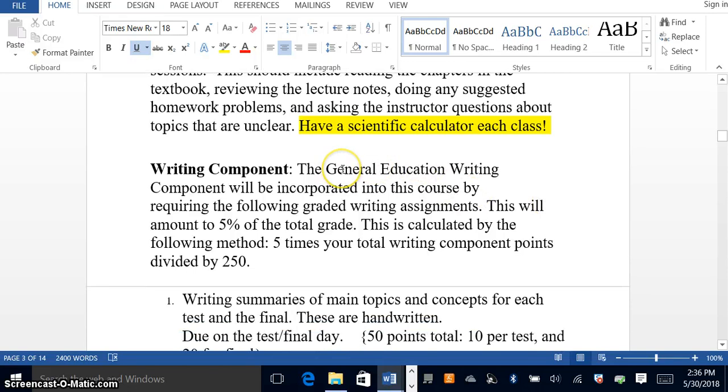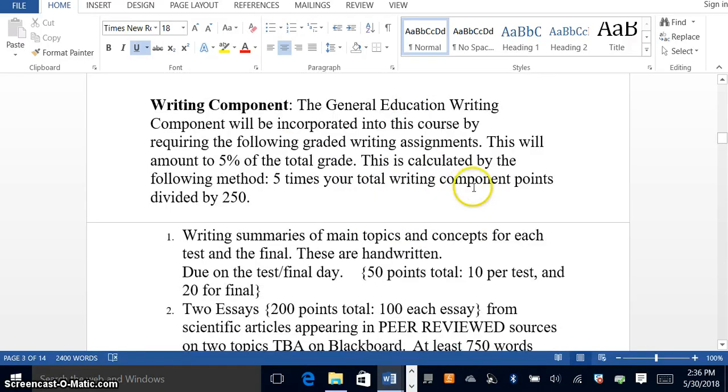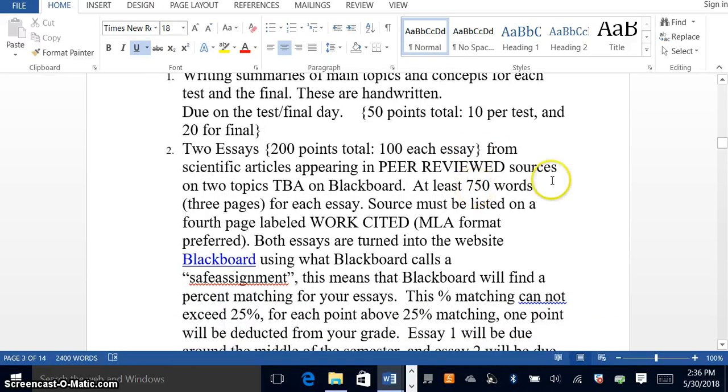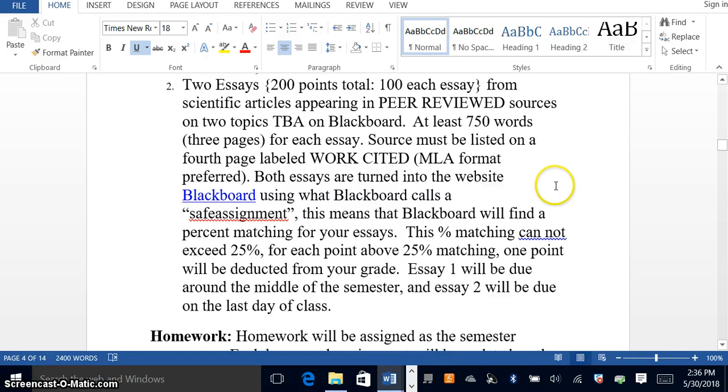I'll show you where to submit that. It's under essay in the content area. All right, so this is just showing you how everything is broken down.